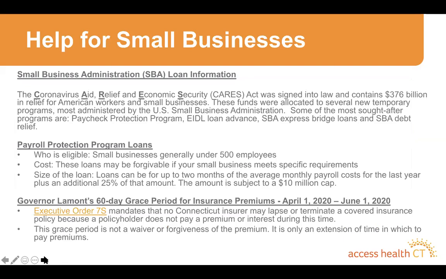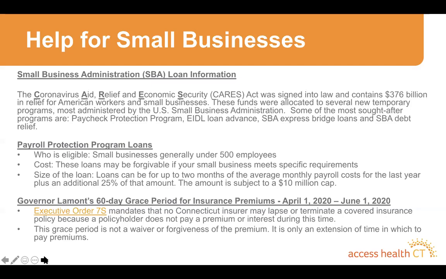Okay, so in addition to the help given individuals through stimulus checks and through unemployment benefits, there is help for small businesses. The Coronavirus Aid, Relief, and Economic Security Act, or CARES Act, was signed into law, and it contains $376 billion in relief for American workers and small businesses. These funds are allocated to several new temporary programs, most administered by the U.S. Small Business Administration. Some of the most sought after programs are the Paycheck Protection Program, the EIDL Loan Advance, the SBA Express Bridge Loans, and SBA Debt Relief programs.